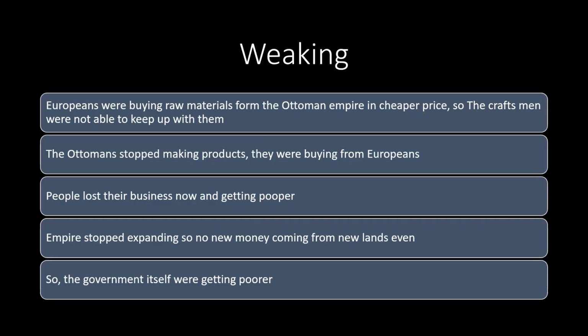So the Ottoman Empire became weaker and weaker for the next few decades because the European merchants had bought up all the raw materials for their industrial revolution at prices that the local craftsmen could not compete with. So now the Ottoman Empire was no longer producing its own products, but was buying products from Europe at a very steep price. People were getting poorer and poorer. At the same time, the state was no longer expanding, which meant not getting money from conquests. So the government of the Ottoman Empire was getting poor as well.